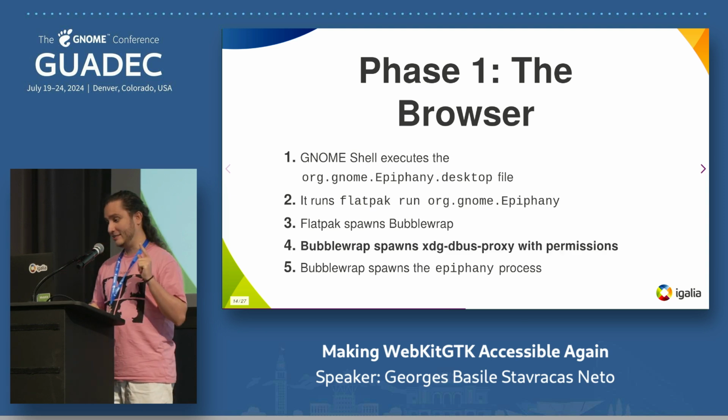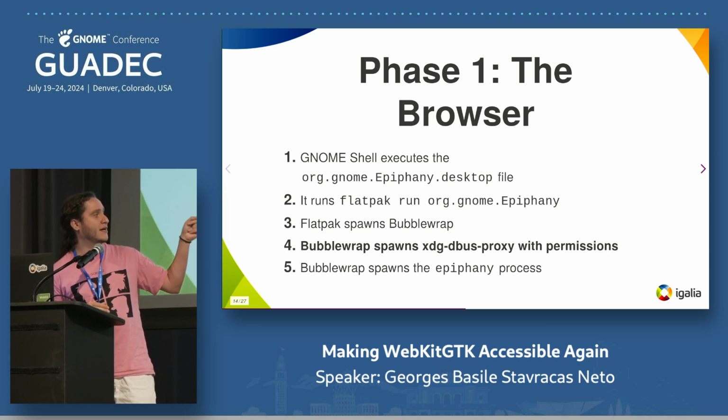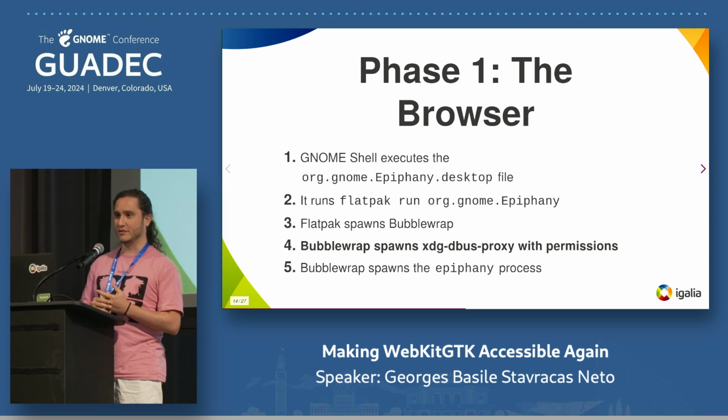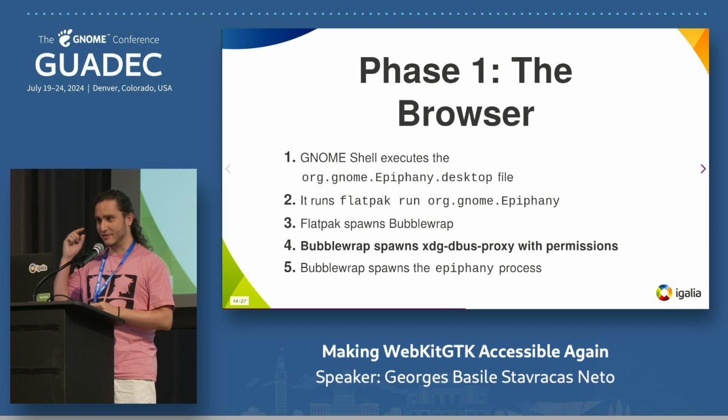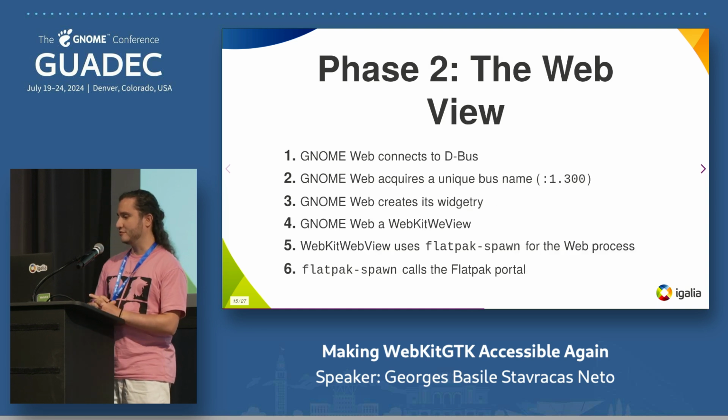Pay attention to step number 4 here. Bubblewrap spawns XDG D-Bus proxy with permissions. Keep this in your mind. It's going to be an important aspect of this whole thing. Phase number 2, the web view.